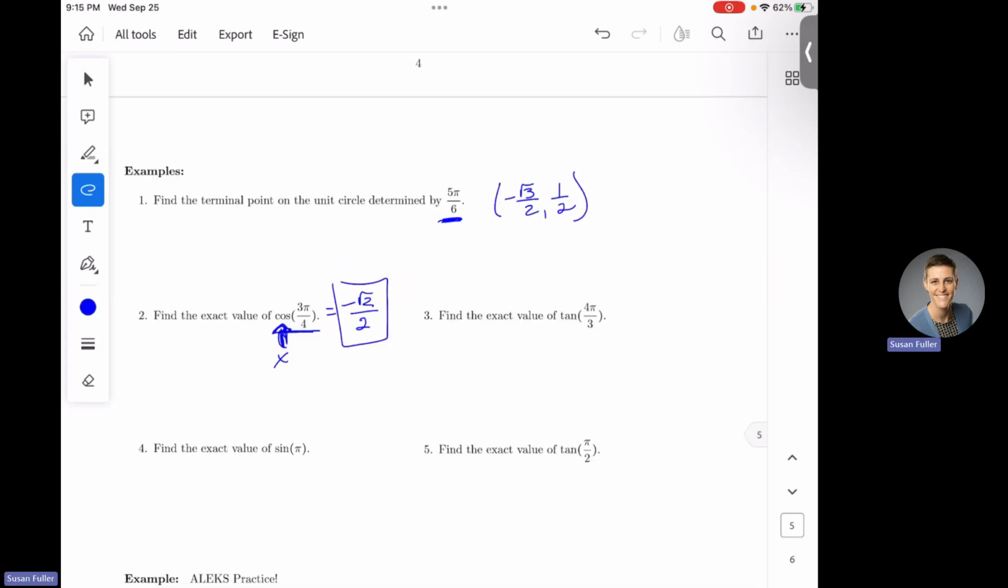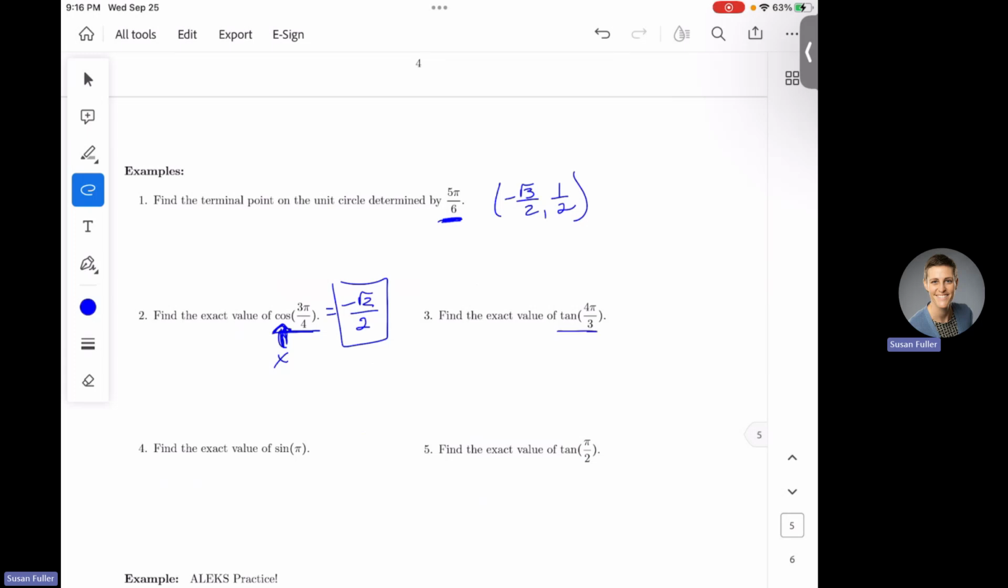So I want you to take a minute and try to grab these 3 values from your unit circle. I'm going to go ahead and give you a second to do that. Pause the video and come back when you're ready. All right, hopefully you've had a chance to work these.